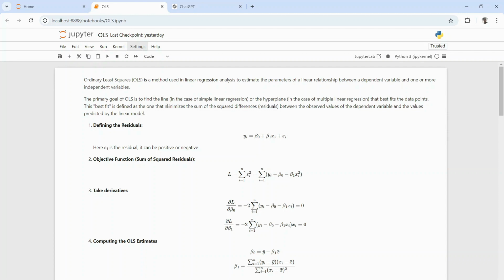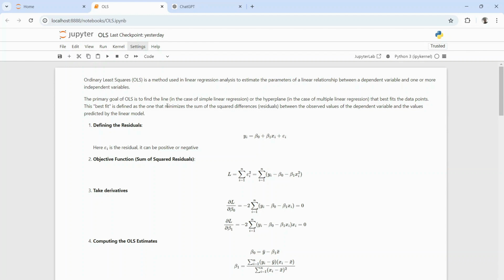The best fit is defined as the one that minimizes the sum of squared differences, which are also called the residuals, between the observed values of the dependent variable and the values predicted by the linear model. So, let us first consider an example of linear regression to see how ordinary least squares works.